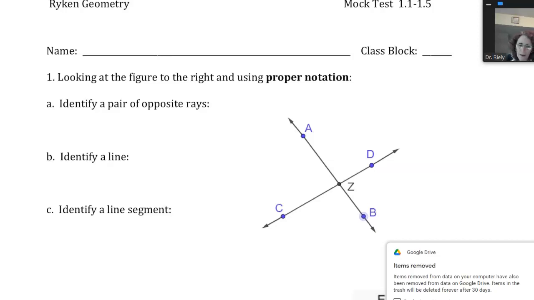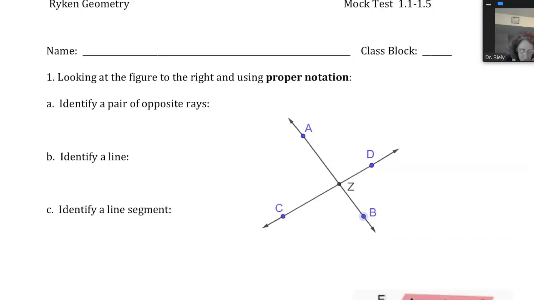Okay, in this video, I wanted to teach through the mock test for 1-1 to 1-5. So the first problem says looking at the figure to the right and using proper notation. So that's the key. You have to have the right notation with what your answers are saying. First thing says identify a pair of opposite rays.